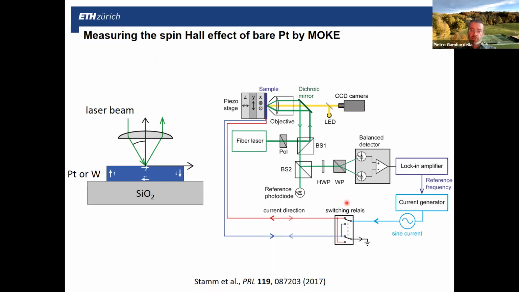Then we have a balanced detector for the MOKE signal, and we essentially detect the first harmonic and second harmonic signal. The first harmonic is proportional to the current. That's where we expect the magnetic signal. The second harmonic is proportional to heat-induced effects. Furthermore, to avoid additional spurious effects, we physically switch the phase of the current with a relay, and then we average. A single scan can take 48 hours on platinum.